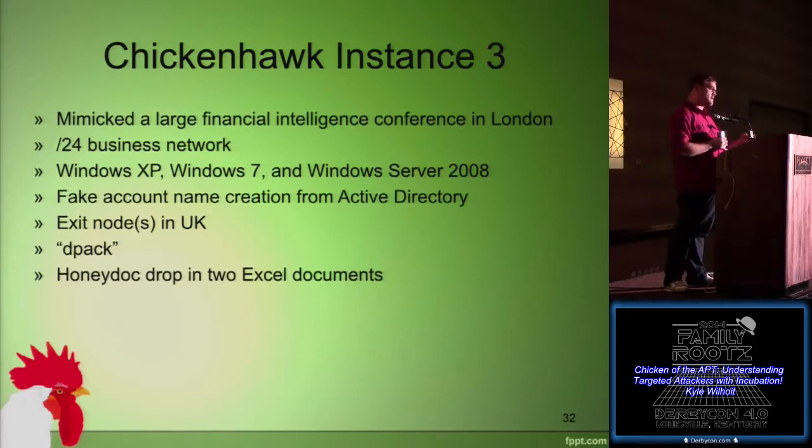Then I created a DPAC, sprayed the documents across the environment, and I did a honey document drop in 2 different Excel documents throughout the environment. The idea being that if they pick up a document in one place, they may not in another. So I wanted to make sure I spread my luck out universally throughout the environment. So I dropped 2 different ones.